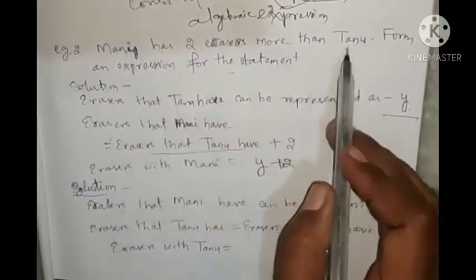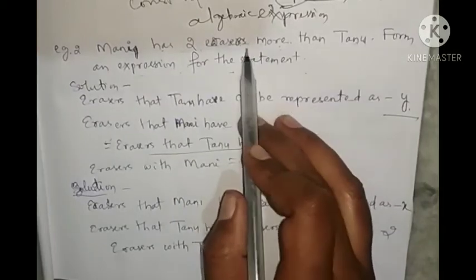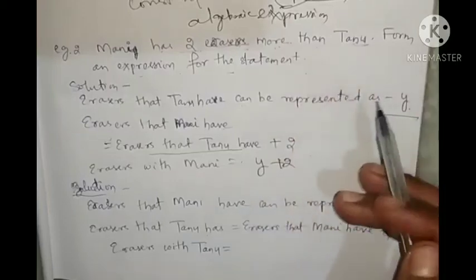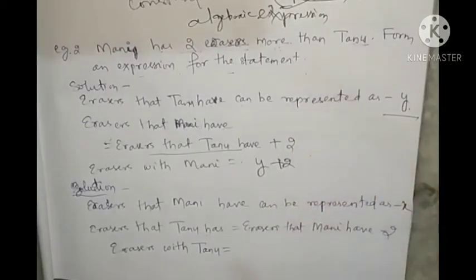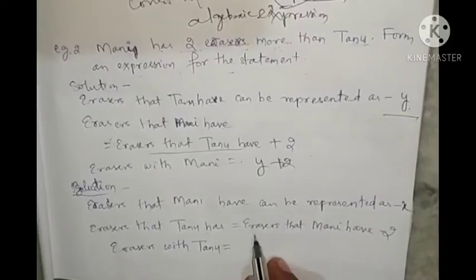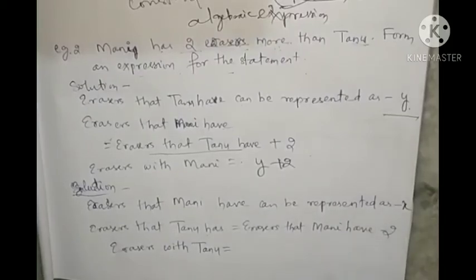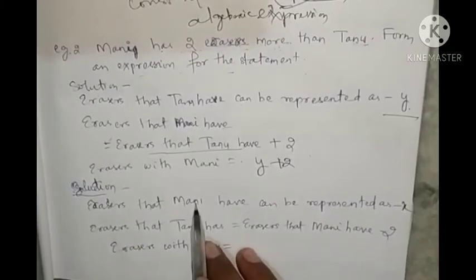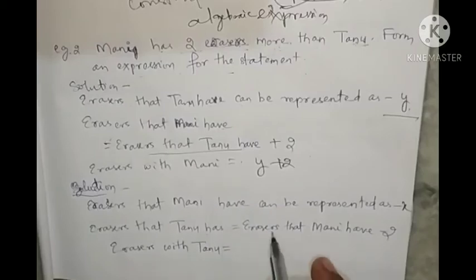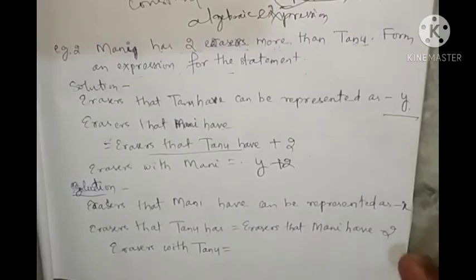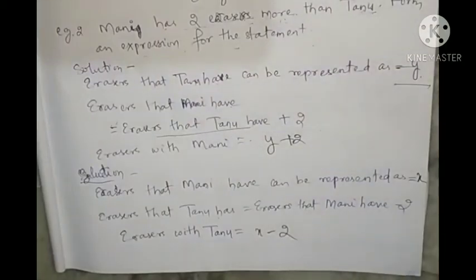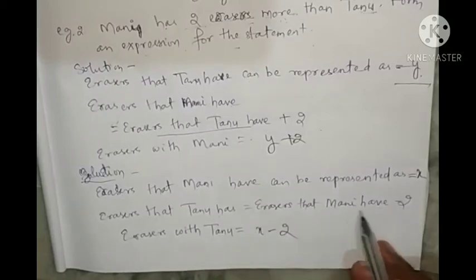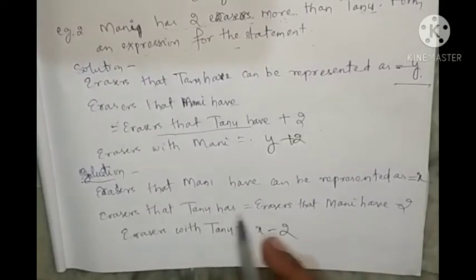Mani. If Mani has 2 more erasers than Tanu, it means Tanu has 2 fewer erasers than Mani. Less. Okay, so if we are expressing Tanu, then what will we write? We will write this one as subtraction. Tanu has 2 fewer erasers than Mani, so erasers that Mani has minus 2. So here look, Tanu has erasers that Mani has minus 2, which means Tanu has 2 less erasers.